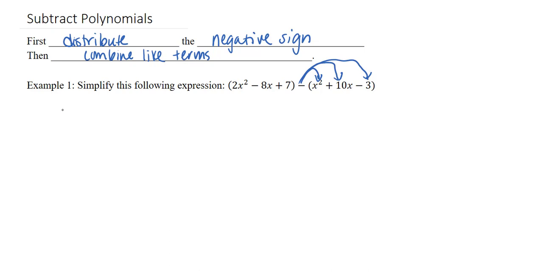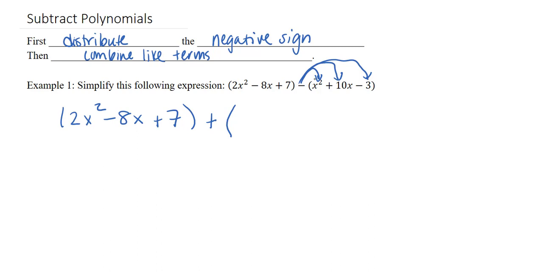So let's first write the first part out as is, because there's no negative out in front of that one. Then we're going to change this now to plus, because we're going to go -1 times each term. So we'll take care of that minus sign by multiplying it.